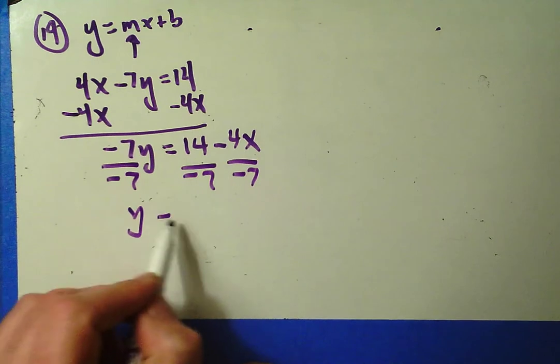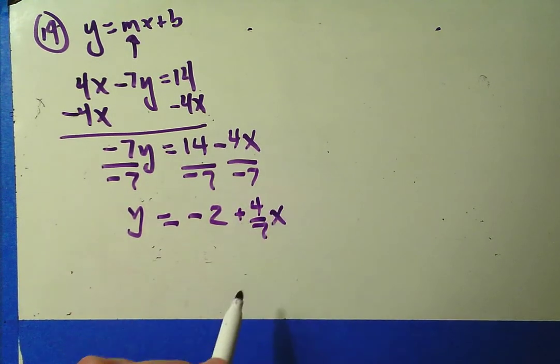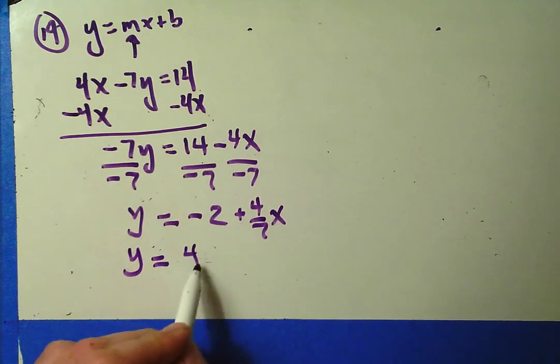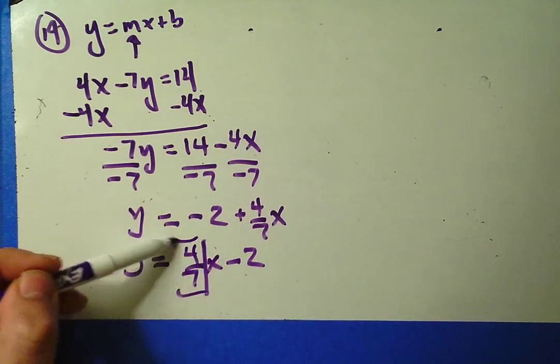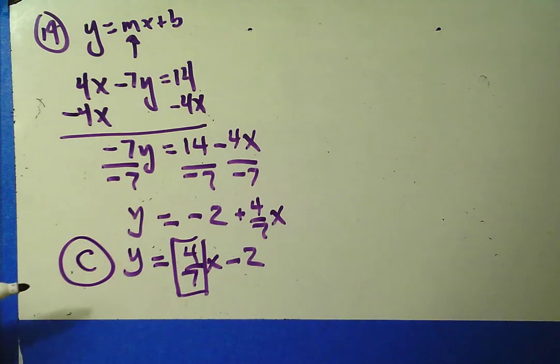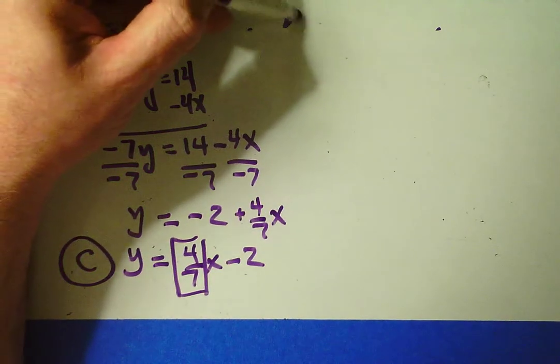I end up with y equals negative 2 plus 4/7 x. Or in slope-intercept form, y equals 4/7 x minus 2. I can see the slope is 4/7. Therefore, the answer to problem 19 is C. Okay, let's take a look at problem 20.